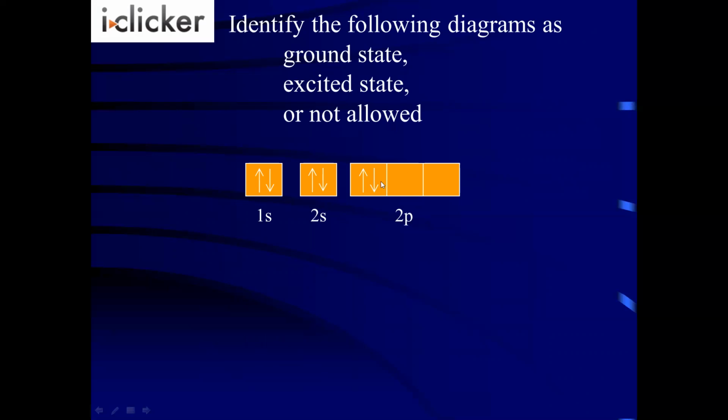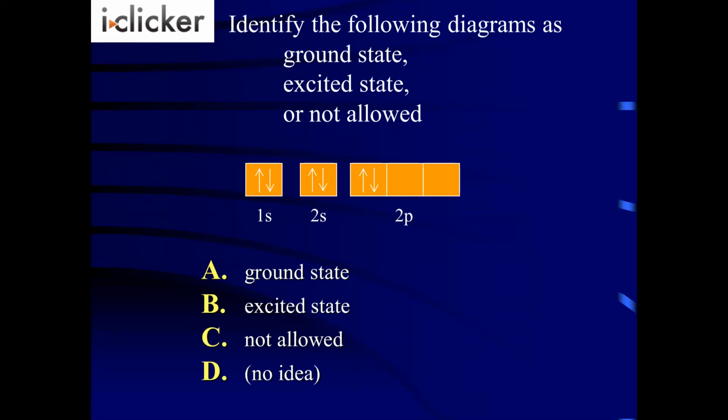But yes, you can fill into the same orbital. It's not against the Pauli exclusion principle. However, the energy is still higher than when you put electrons onto the 2 orbitals. So if it's allowed but has higher energy, this one belongs to the excited state.